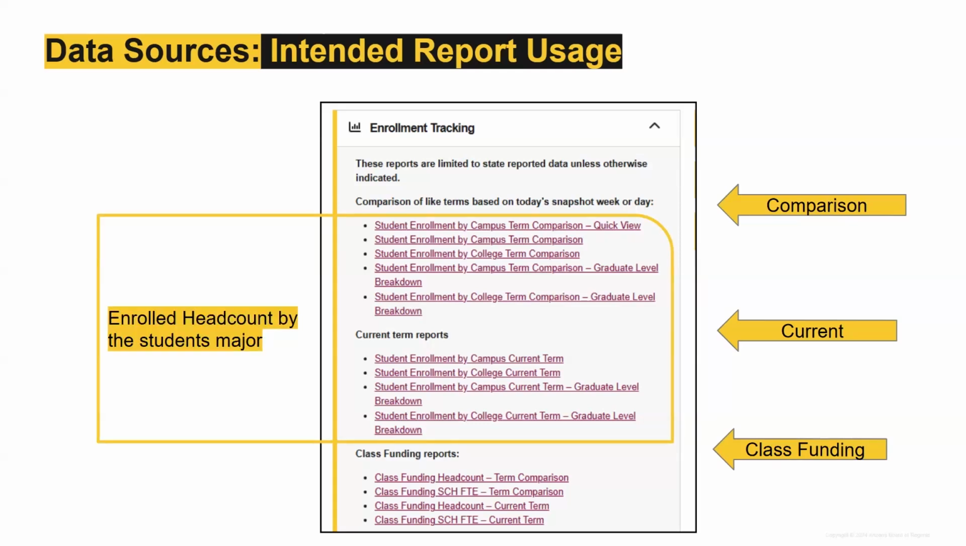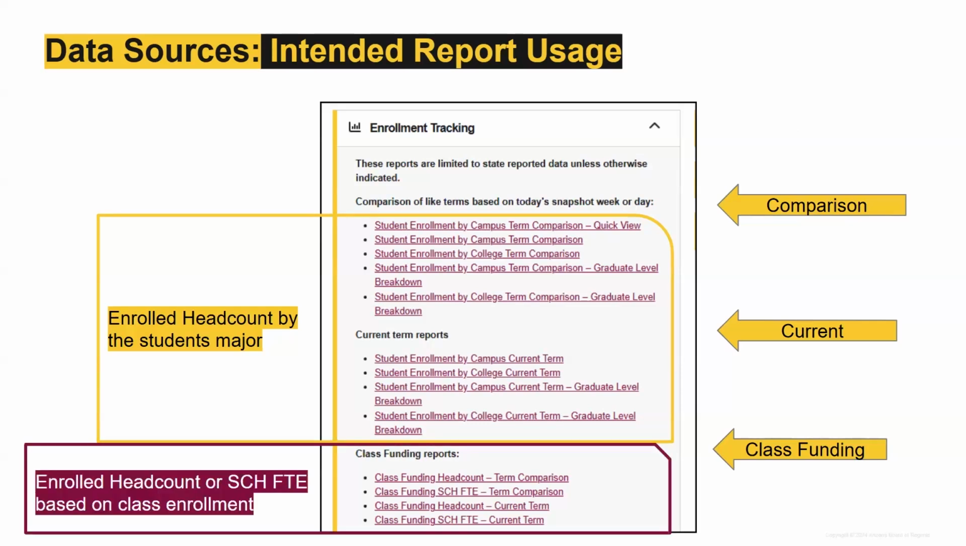So these groups here are looking at the enrollment headcount by the student's major. And so this is doing a distinct count of the headcount of the students, but it's looking at their primary record in their major, and it's looking at the department, college, or campus that's affiliated with their major. The class funding reports are looking at the enrolled headcount, or the SCH FTE, based on class enrollment. And so it's very important that you understand the differences between what each of these are counting.